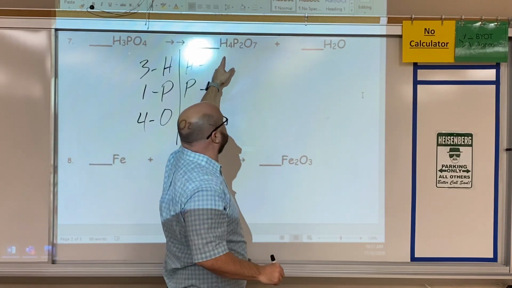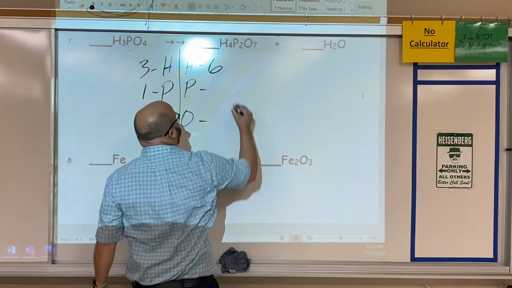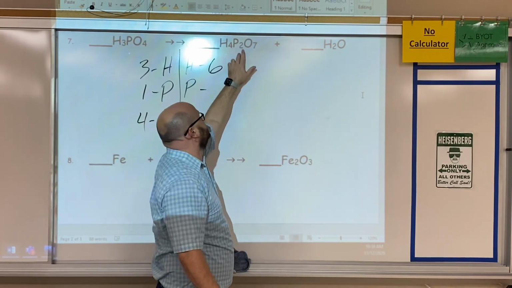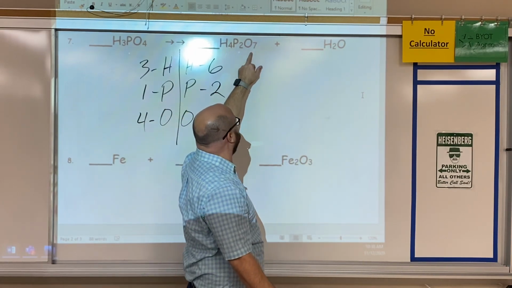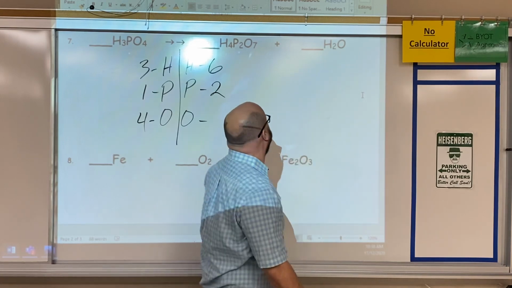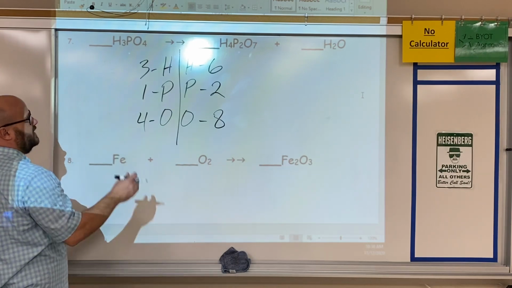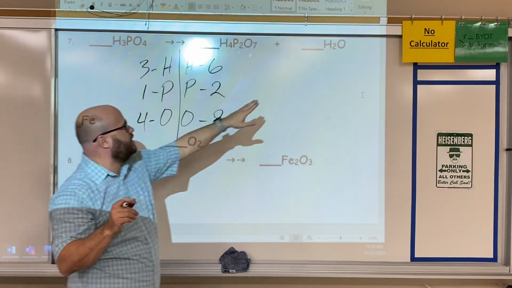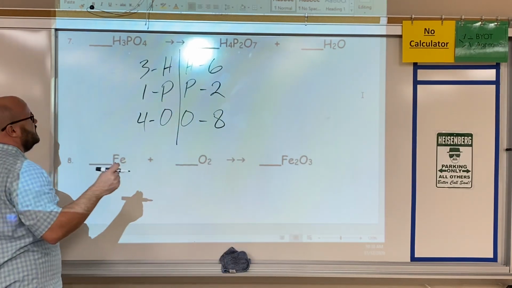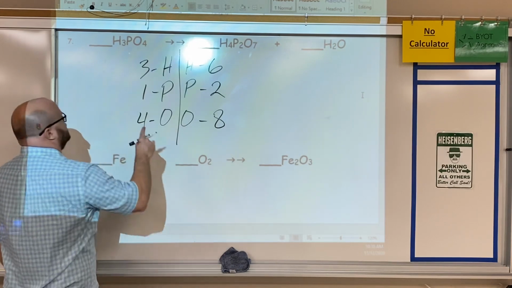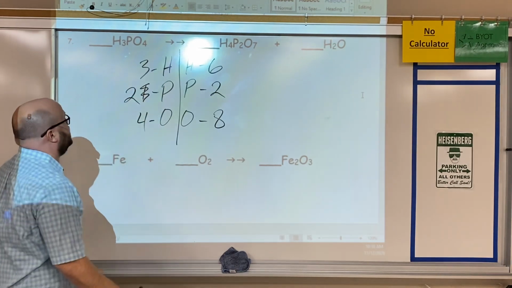Hydrogen is 4, but then look again. It's in both compounds. 4 plus 2, 6. Phosphorus is 2. And oxygen is 7 plus 1, which makes it 8. Now, obviously, we don't have a wild card, but H2O is close. So let's do phosphorus first. You gotta be careful when you say that. To make this side 2, we just put a 2 there.